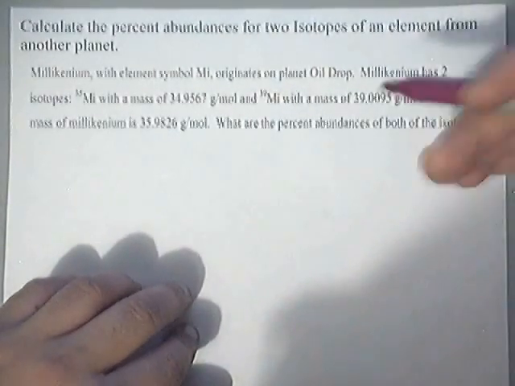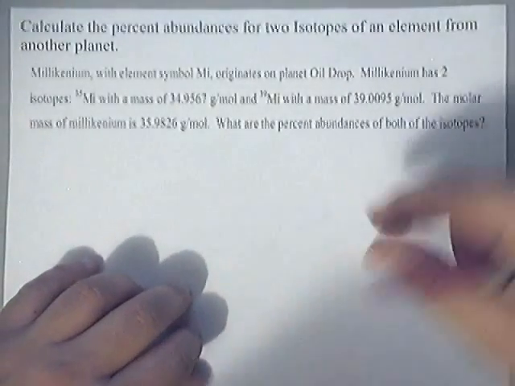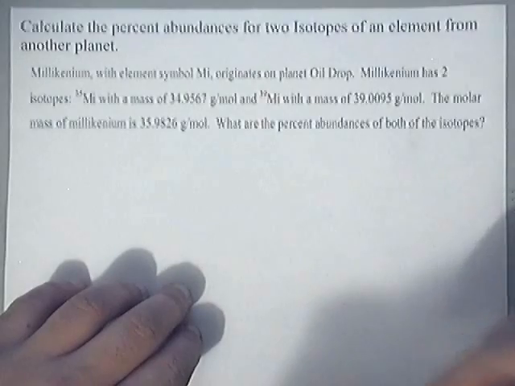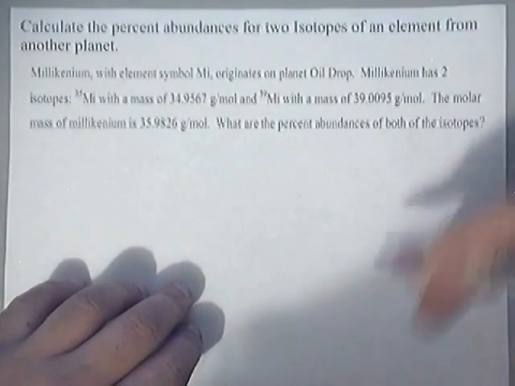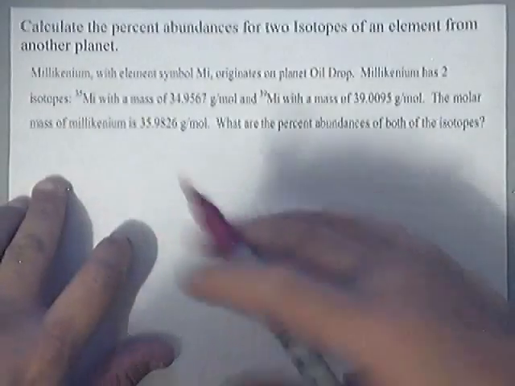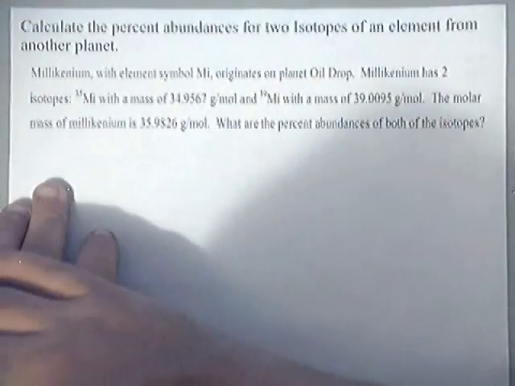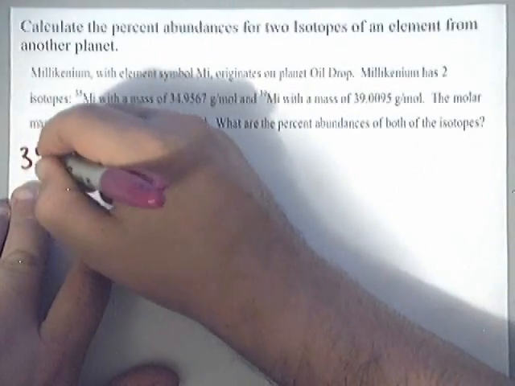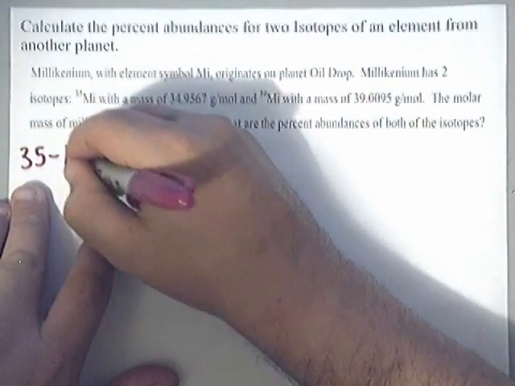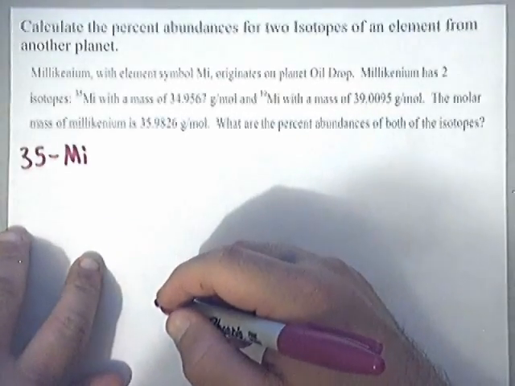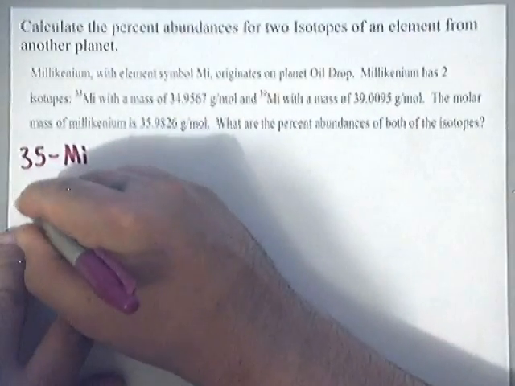Basically, we're going to start out like we did in the previous problem of dealing with isotopic abundance, or percentage abundance, however these problems are labeled. But anyway, what you do is you make a list. We know we're dealing with an isotope 35 of Mi, and we know that the other isotope of Mi is 39.